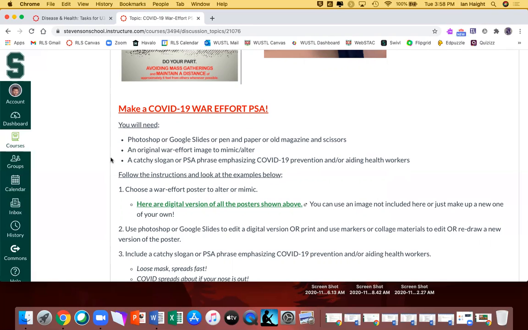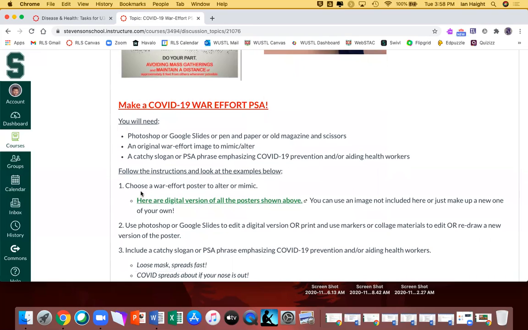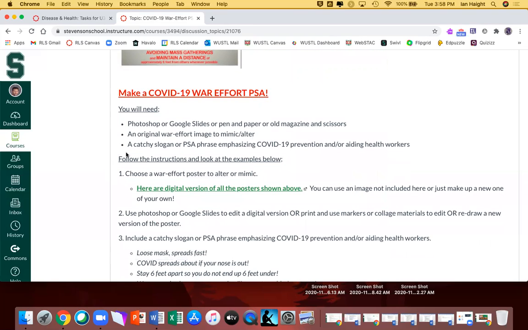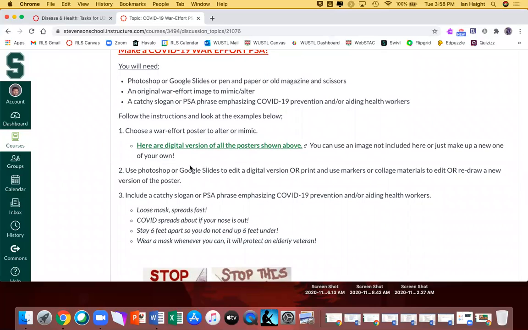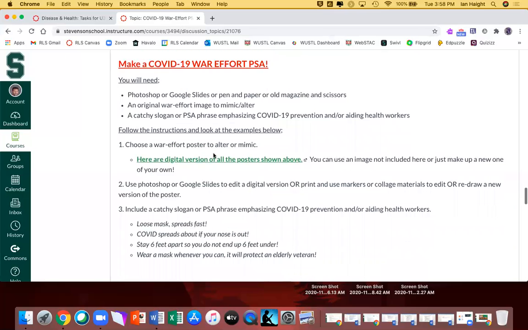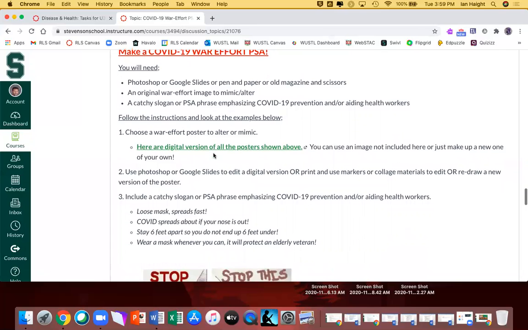I want you to find some kind of original war effort image. It doesn't have to be one of the ones that I've supplied, though I did have a link for that, and come up with a catchy slogan or a PSA related to COVID-19 prevention or aiding healthcare workers on the front line. There's a link right here to a Google Drive folder that has all of those images that I showed you earlier. So you can pick from those, or just hop on Google and look something up if you want as well. There's lots of things to refer to.